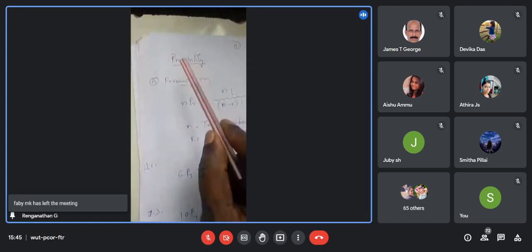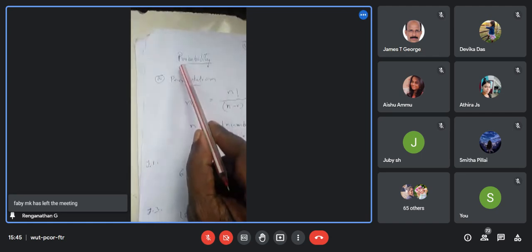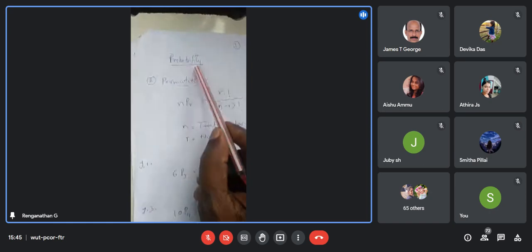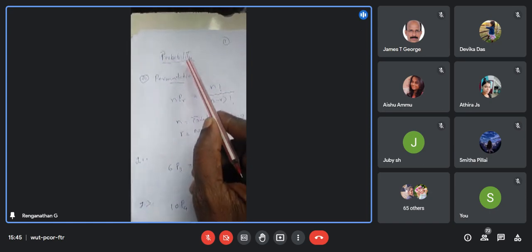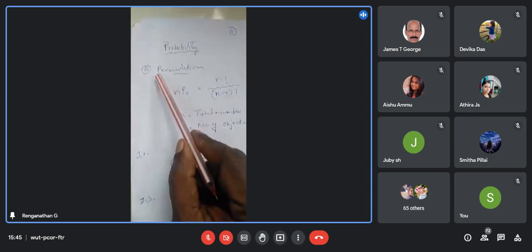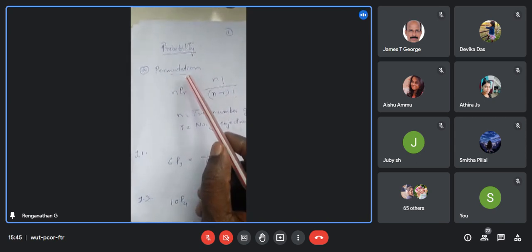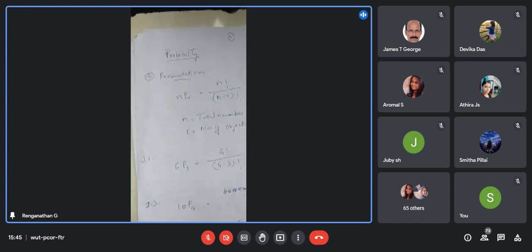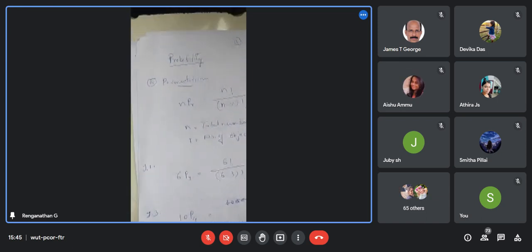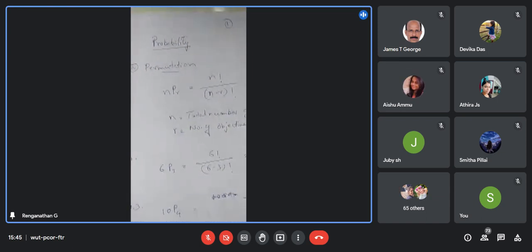Now, I think you can see this heading, probability. And under this heading, probability, there is a subheading, permutation. I think you can see it clearly. Permutation. Okay.